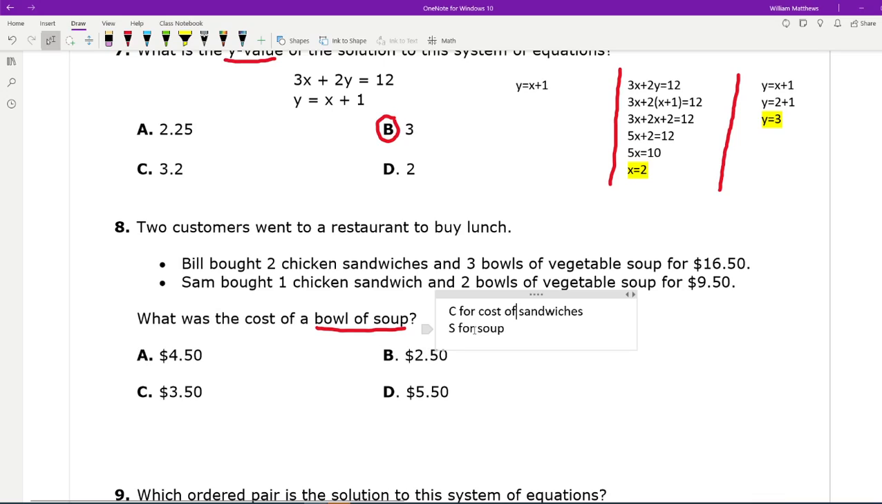So you want to make sure that your variables actually represent what they're talking about. So I'm talking about the cost of these items. So now we can set up our situation. We need to find out 2 different equations that we can create from here.